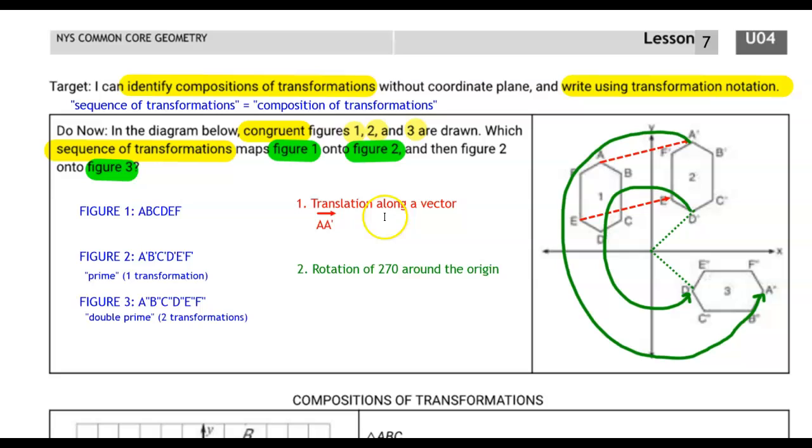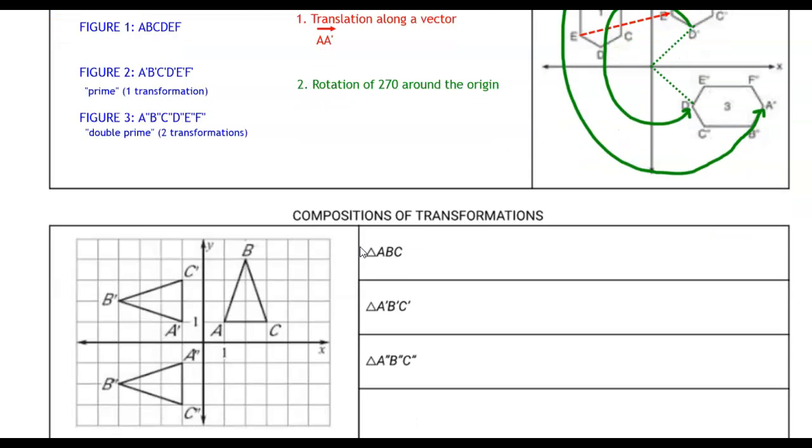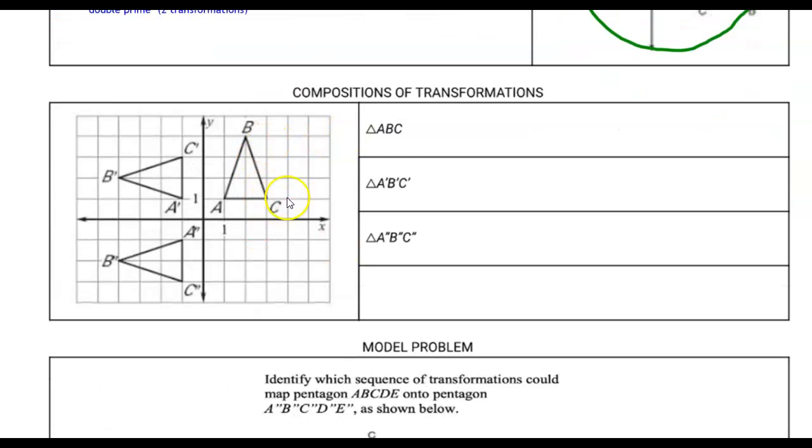Okay, so we have two different transformations here, a translation along a vector and a rotation of 270 degrees around the origin. Now you might think to yourself, well, I'll list them in that order. Well, keep watching because there's a couple of different things that I've got to tell you about. All right, taking a look at compositions of transformations.